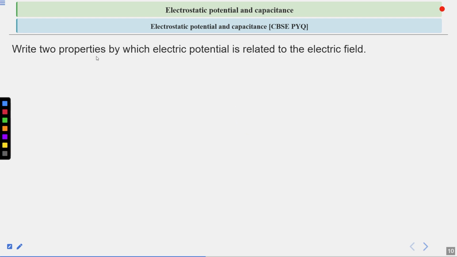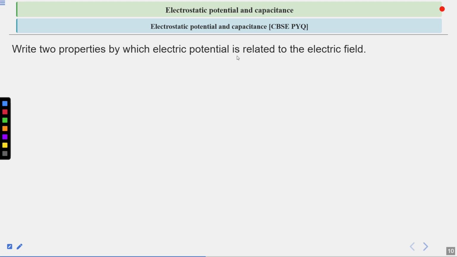Next question. Write two properties by which electric potential is related to the electric field. So you have to mention any two properties by which electric potential is related to electric field.